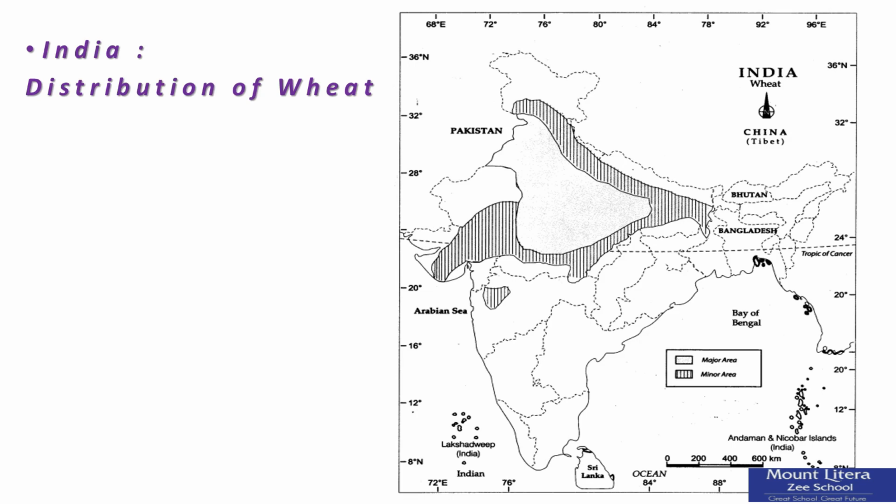Next, distribution pattern of wheat. We could clearly see in the map that it is the north and northwestern part of India.